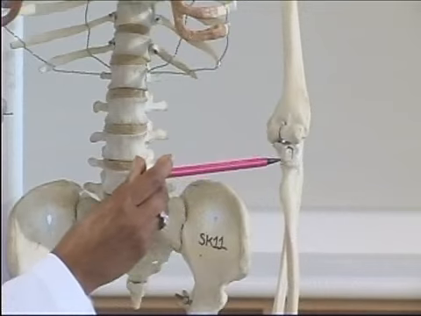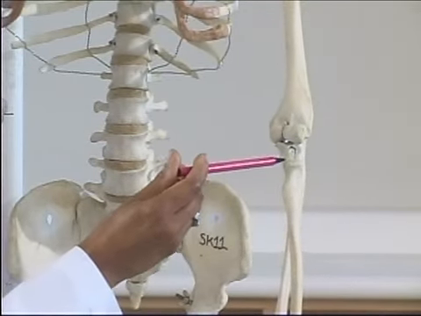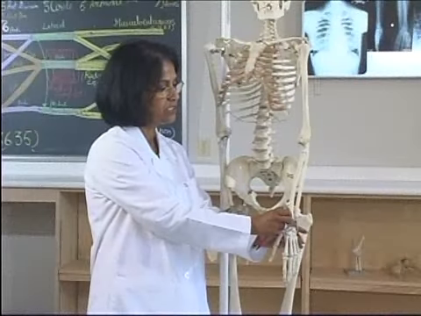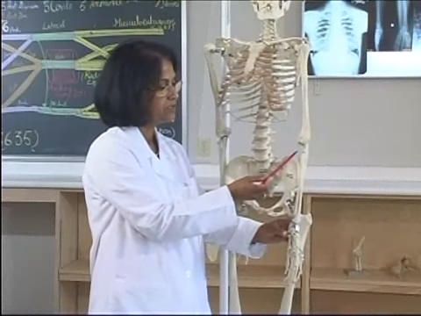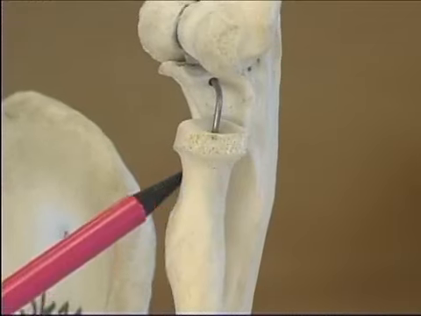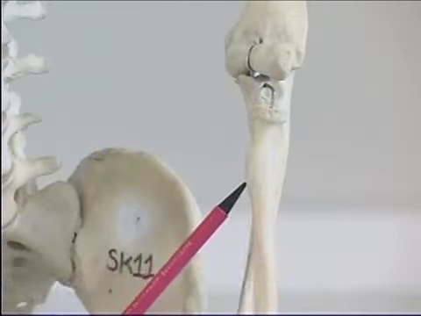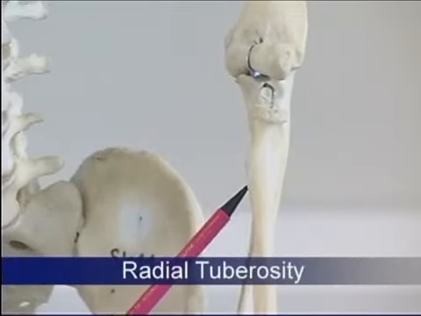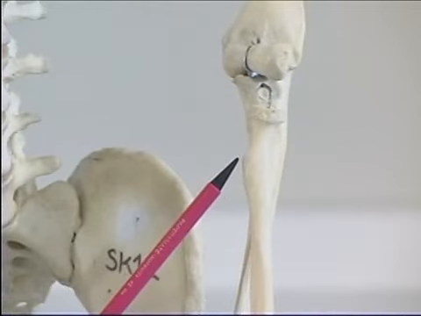It rotates around a ligament which attaches around the head. The radius rotates in supination and pronation. This constricted area here is the neck of the radius. This rough area is called the radial tuberosity, which gives attachment to the biceps muscle.